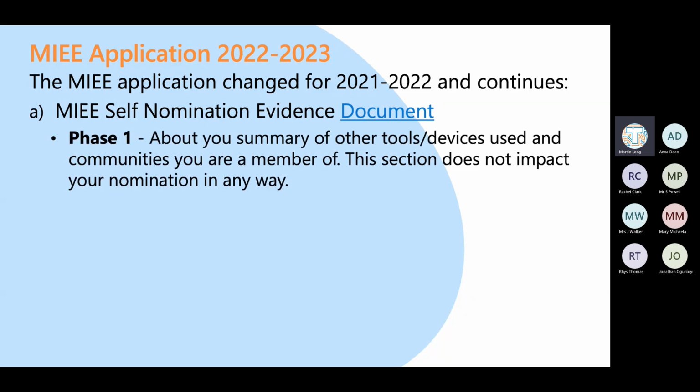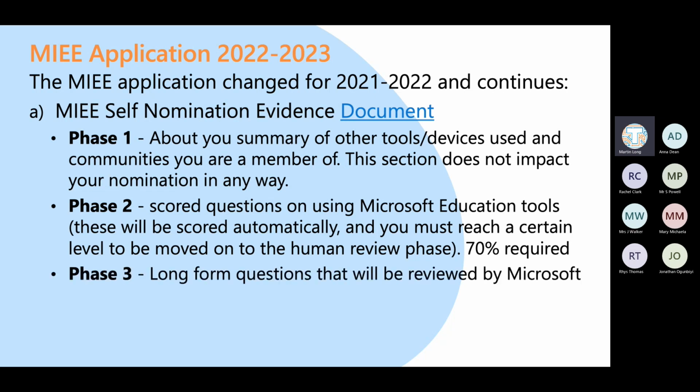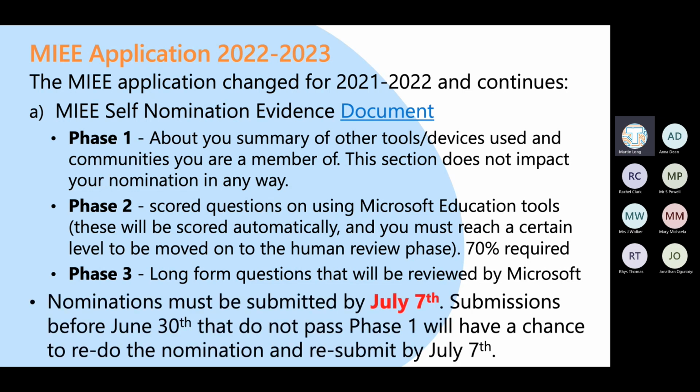So the phase 1, as we've spoken about before, is all about you, background information. Phase 2 are the ones that are marked automatically by machine learning. You need to score 70% or above in those questions. And then phase 3 are the long answer questions. And all of those now have to be in by July the 7th. We updated you on that during the last session, but originally it was tipped to be July the 15th. It is no longer that, it is July the 7th.